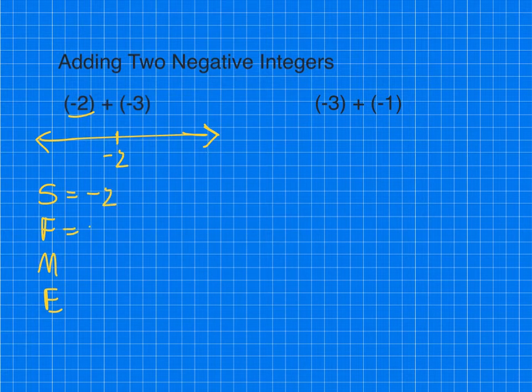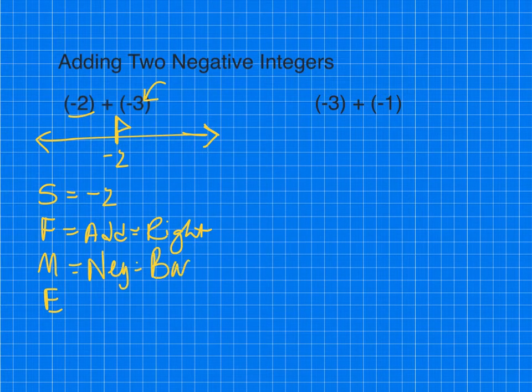Now facing, we're still adding, so that means we'll be facing to the right, or on the positive end. There I am. And then we're going to move. Now it's a little bit different because it's negative. So because it's negative, that means we move back. And the absolute value of -3 is 3, so we're going to be moving back 3.